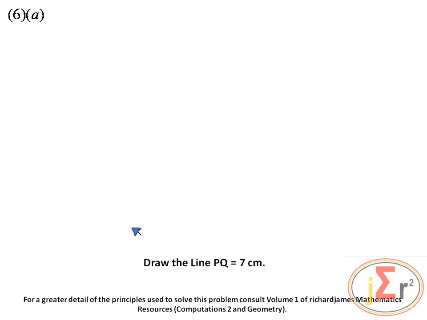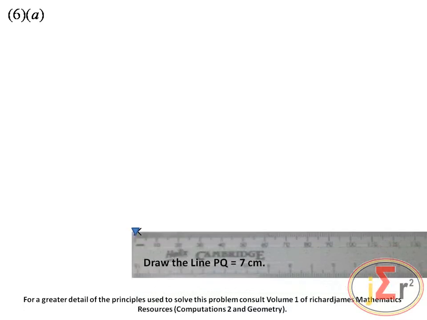Now we have our ever-present construction problem, and we need to construct a rectangle whose dimensions are specified. So let us go straight ahead. We draw the line PQ equal to 7 centimeters. That is our first task, 7 centimeters.